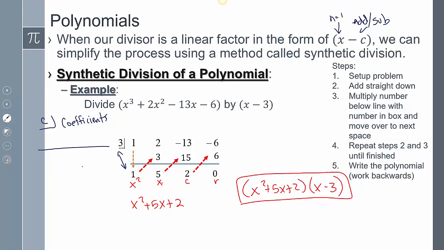So the first thing that I did here is I set up the problem. Remember, you put whatever c is here, and then you write the coefficients. Step 2, you add straight down. You multiply for the next value. Step 4, you're going to repeat those 2 steps. Add straight down, multiply, add, all the way until you're finished. Step 5, write the polynomial backwards, right? So remainder, constant, x squared. So that's what I have left over, but then I can write it as my answer in this factored form here.